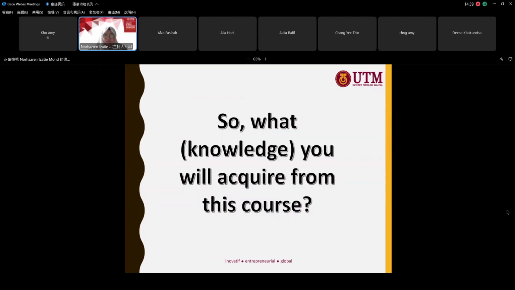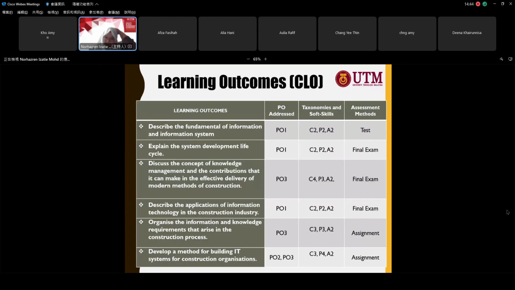Okay, so what knowledge will you acquire from this course? As a QS, you have been to your latihan industri, so you know that there is a lot of information that a QS needs to manage during the pre-construction stage and post-construction stage. So this course will help you understand how to manage knowledge and information, and how to design a system that can help you in managing your information, and you can also get exposure to all the applications of IT in the construction industry. And last but not least, it depends on your skill to develop a method or building information system for a construction organization, which is your group assignment.